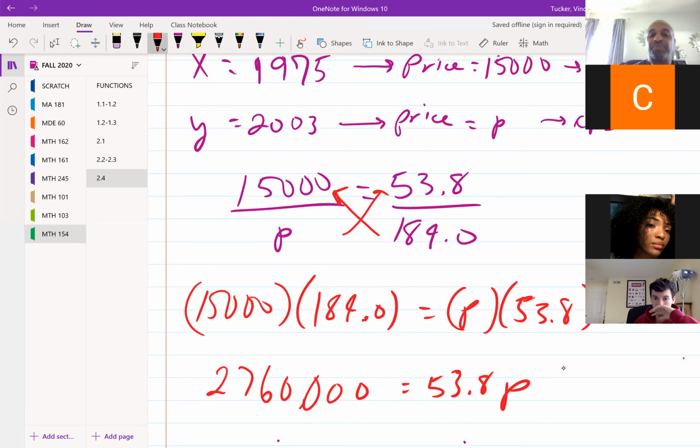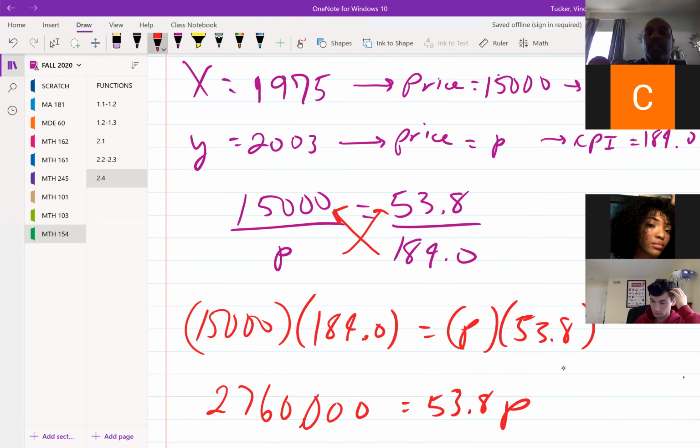All right, so I set up the proportion. Now let me go back. I saw something in the chat. That might be what somebody was saying in the chat. You're still on my map. Okay. Thanks. Appreciate it. Sorry about that, guys. As far as not sharing screen.